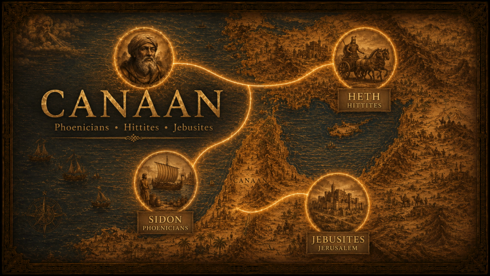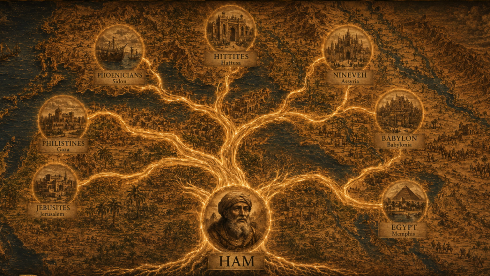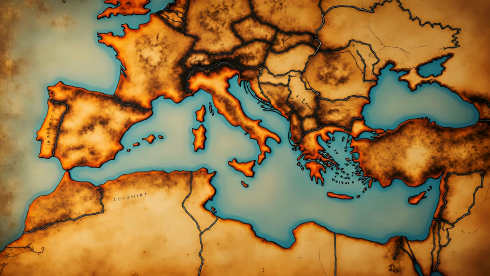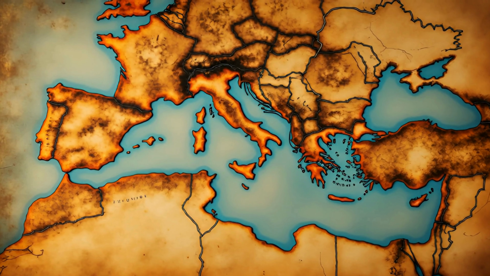Yep. So when you group all these descendants of Ham together, Nimrod's Babylon, Mizraim's Egypt and Philistines, Canaan's Hittites and Phoenicians, you are basically looking at a roster of the greatest historical rivals the biblical Israelites ever faced. You really are. These were the superpowers that enslaved them, went to war with them, and constantly threatened to wipe them off the map. But according to this very same table of nations offered by the Israelites themselves, all of these terrifying enemies were actually their distant cousins. That is the profound, almost subversive geopolitical irony embedded right here in the text.